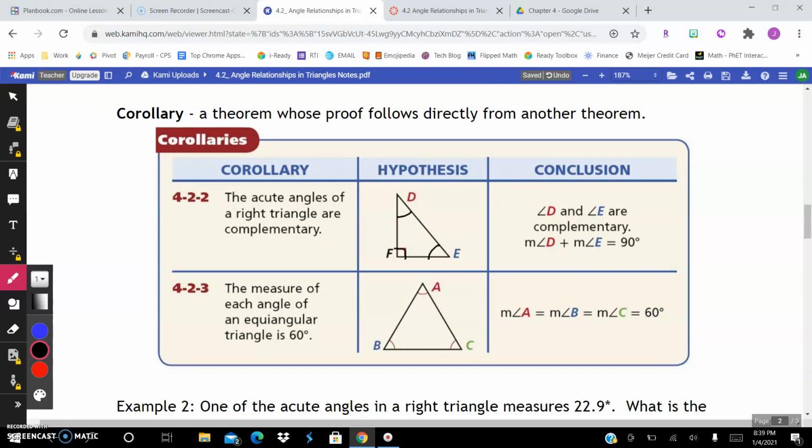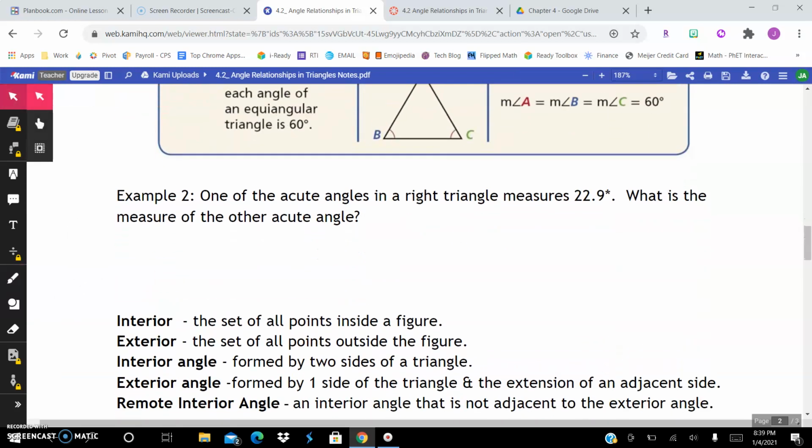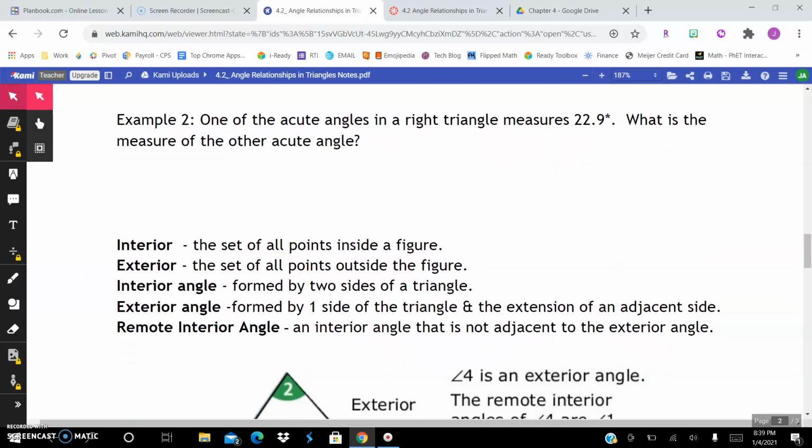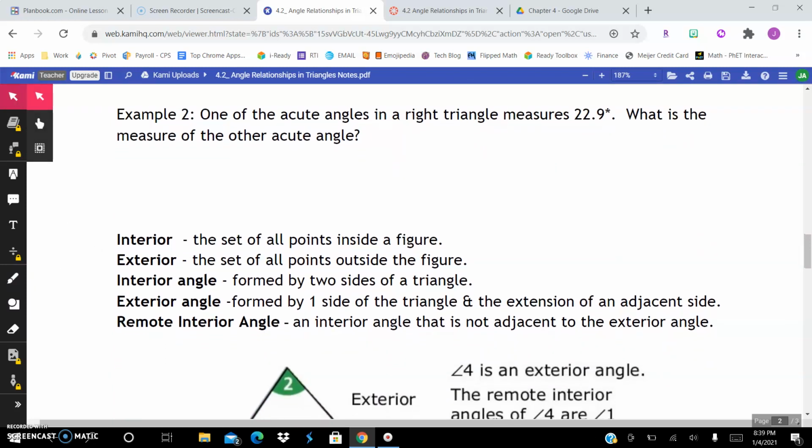And then the second one says the measure of each angle of an equiangular triangle is 60 degrees. That would make sense too if all the angles add up to 180, and they're saying the three angles are all the same, then they have to be all 60 degrees, because 60 plus 60 plus 60 would give us 180.